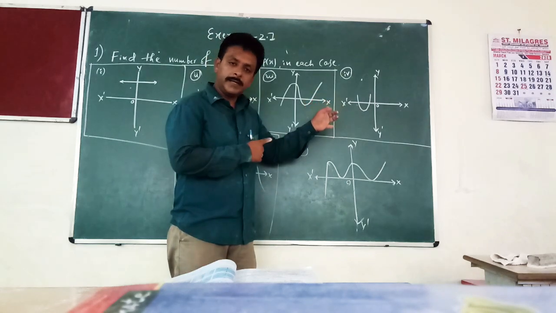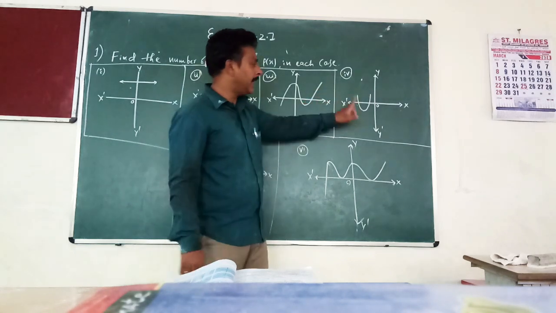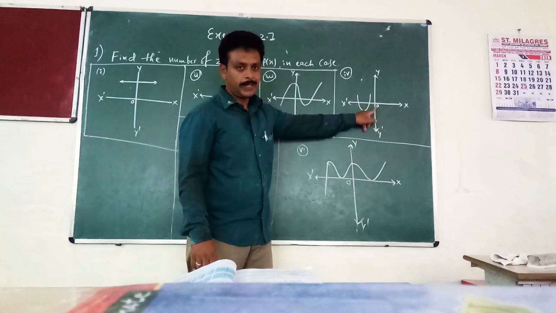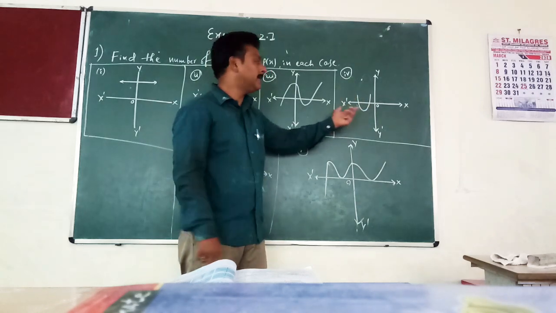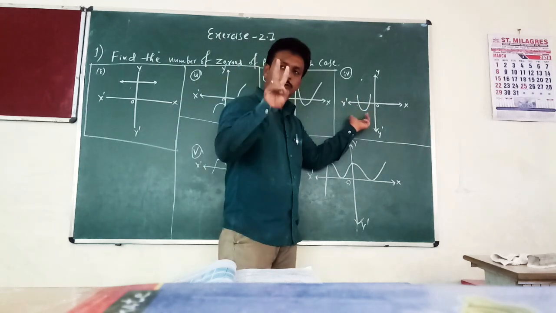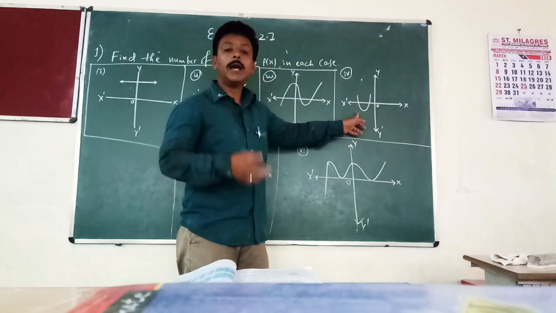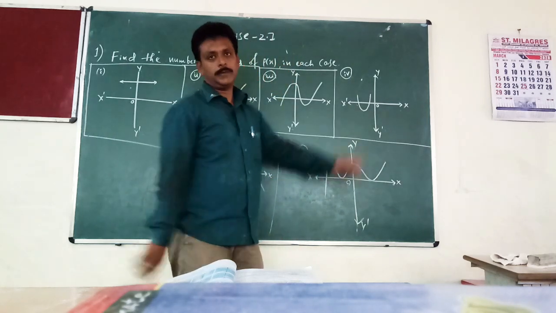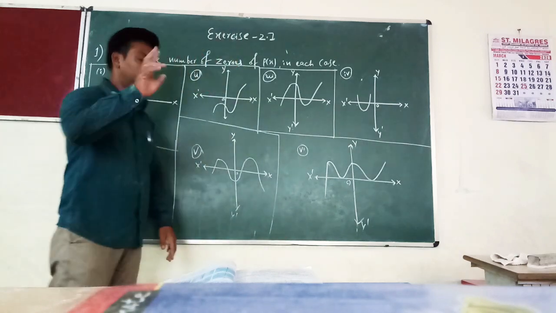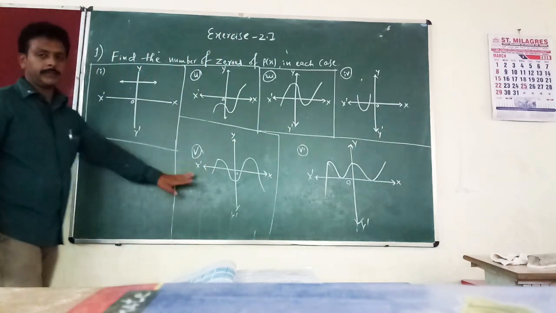Whether it is intersecting or not? Yes, it is intersecting. Where? 1, 2. As the given graph is intersecting the x-axis twice, therefore, the given polynomial, how many zeros? 2 zeros. The given polynomial has 2 zeros. Now come to the fifth one.